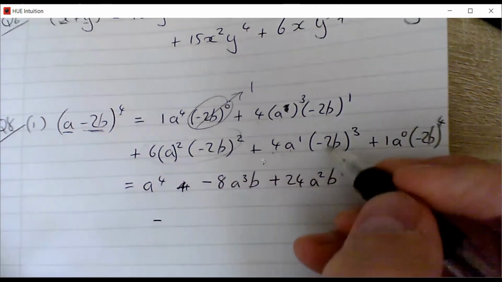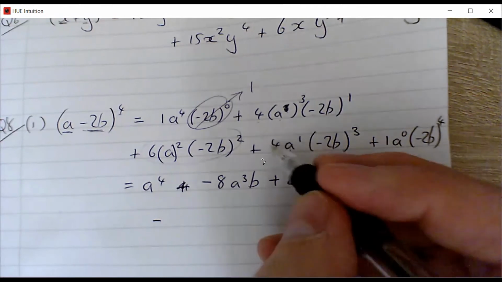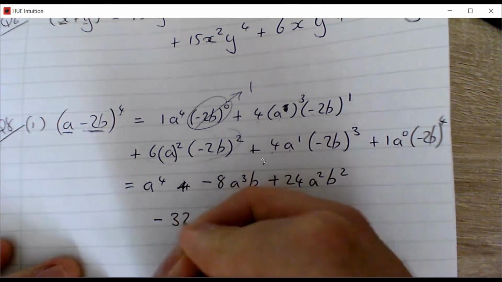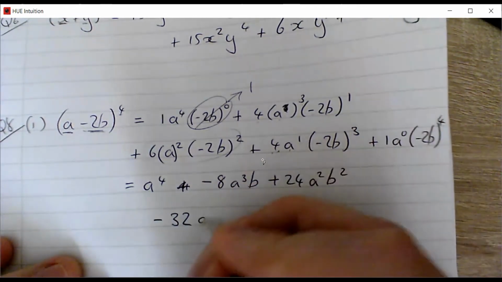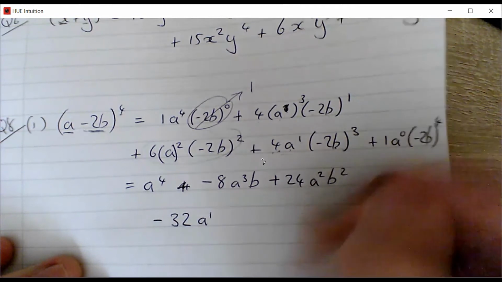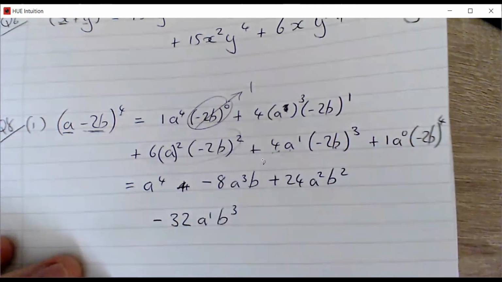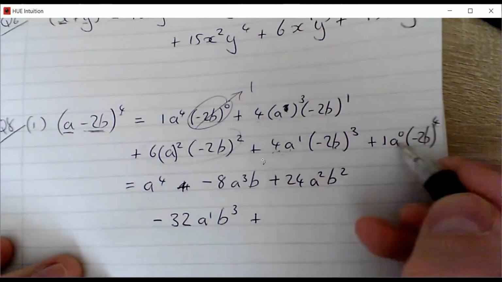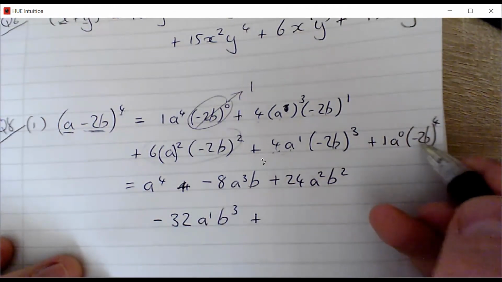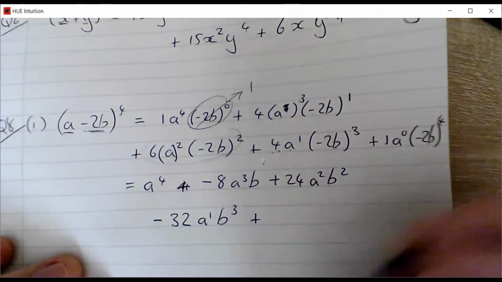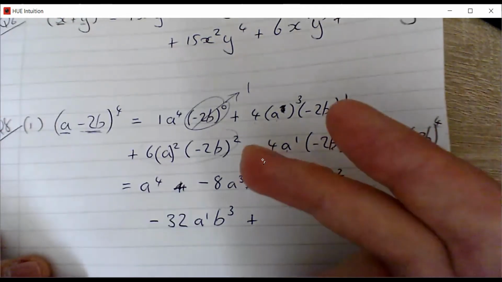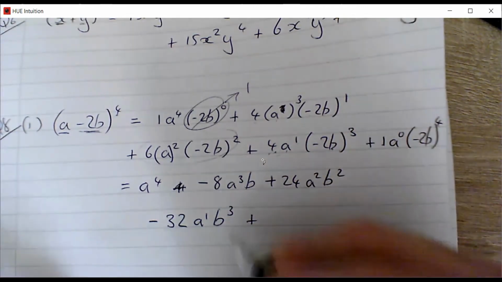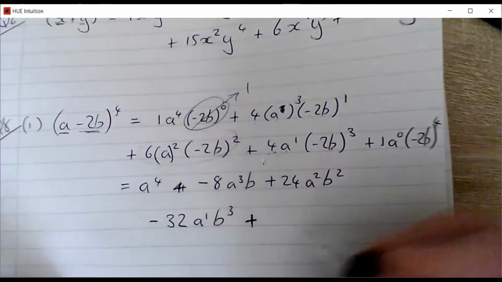2 by 2 by 2 is 8, multiplied by 4 is 32, a to the power of 1, and b by b by b is b cubed. Okay, you don't need to say to the power of 1, actually, you can just leave it. Plus our last one, that number is 1, a to the power of 0 is a 1, minus 2b to the power of 4. Well, that's a negative times a negative, which is positive, times another negative times another negative, which is also positive. So it's positive times positive. So we're going to get a positive answer here.